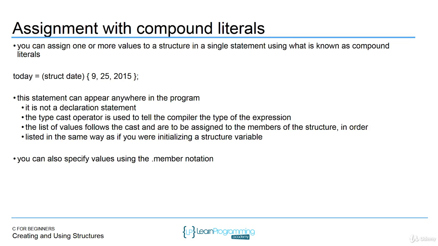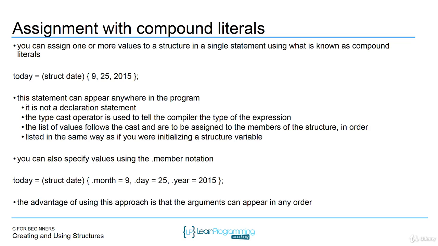You can also specify values using the dot member notation, as I mentioned. You would just have to do it in one line like this or on separate lines. And this way, it sort of looks like the initialization, but you're still doing the compound literals. The advantage of using this approach is that the arguments can appear in any order. So just like previously. Again, the key and the difference of these assignments is it's not happening in the initialization. You're doing it somewhere else in the program to assign new values to that type.